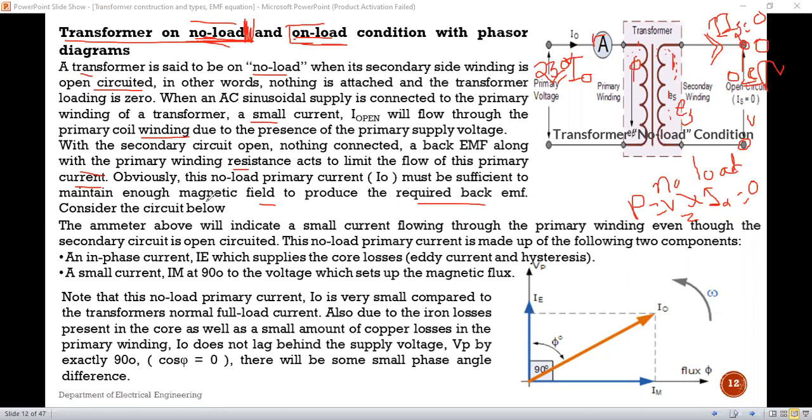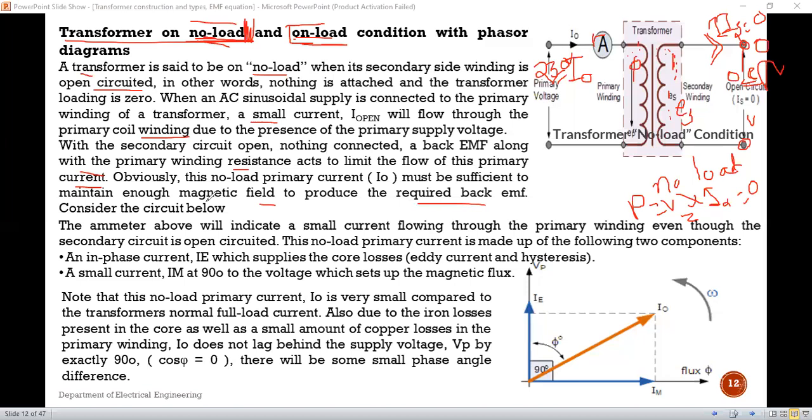Even if the secondary circuit is open, it will take some amount of current from the primary. This current is nothing but the no load primary current. Now, why is this primary current required? This no load primary current is made up of the following two components.